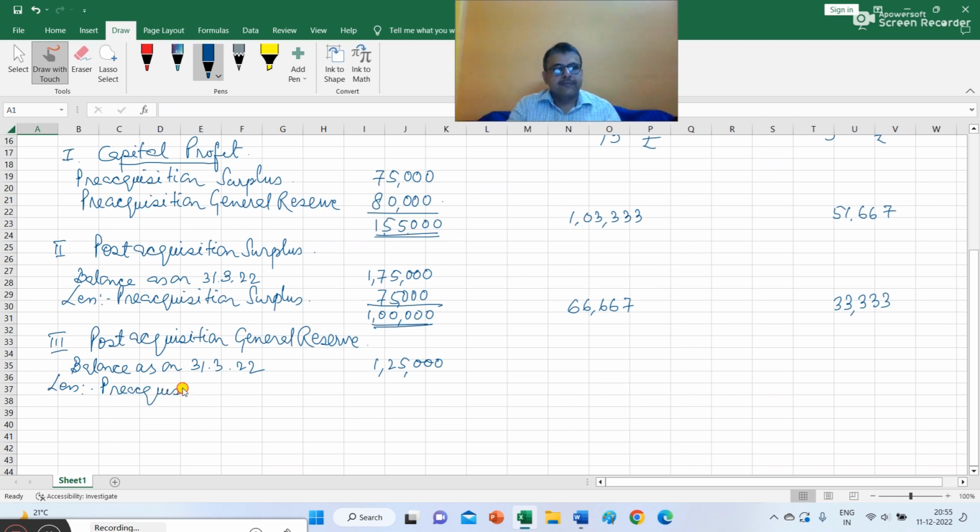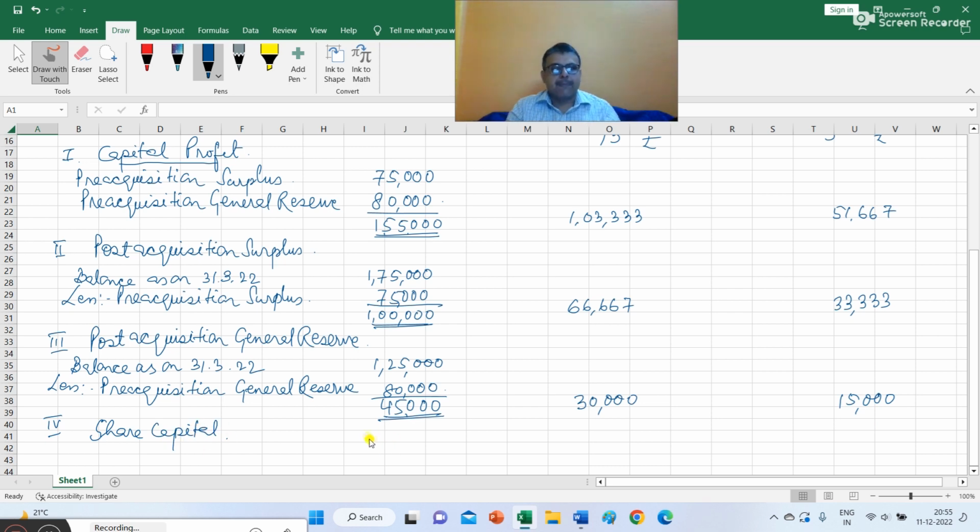less pre-acquisition general reserve. So pre-acquisition general reserve was 80,000. I have already recorded. So the post-acquisition general reserve balance is 45,000. So we can write the share of Imperial Company Limited is 30,000 and the share of Colonial Company Limited is 15,000. And the last point is to record the share capital.